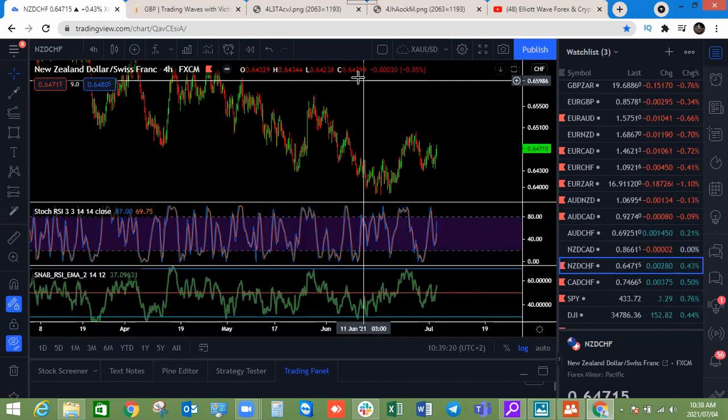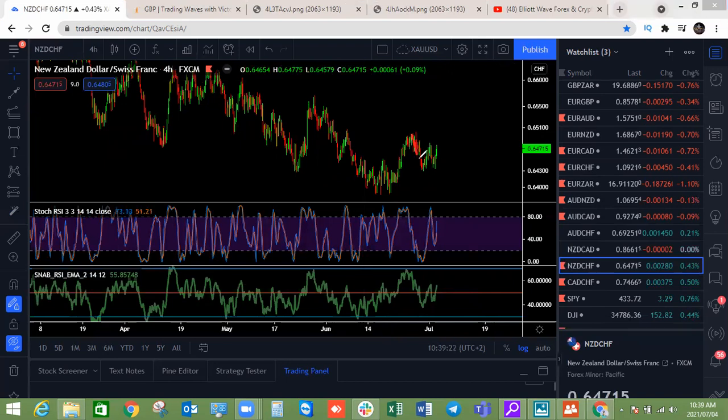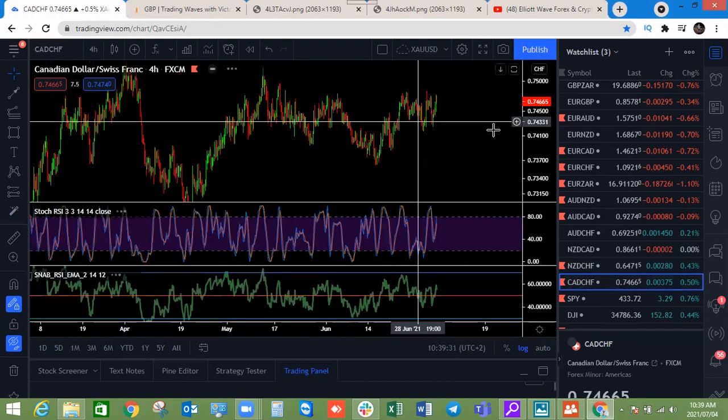New Zealand CHF, expect a bounce to the upside. 1, 2, 3. It can even give us a structure like this. So we'll be monitoring these for more upside. CADJPY, last one on the Forex space.